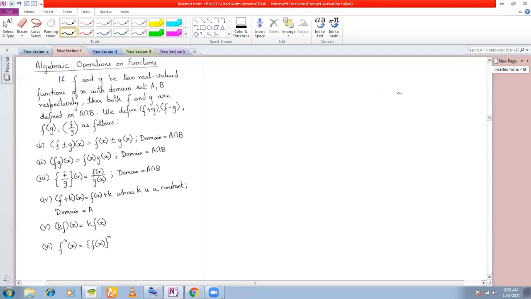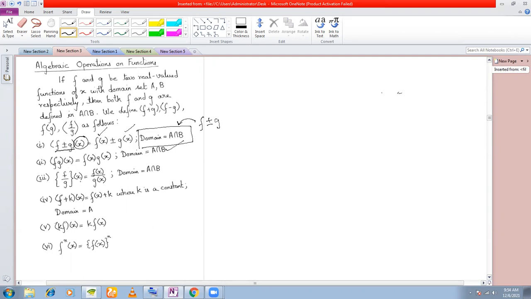The sum of two or more functions, or the difference of two or more functions, f plus or minus g, if both are functions of x, can also be written as the sum of the two functions, f(x) plus or minus g(x). And this is the important part: the domain of f plus or minus g will be A intersection B. Similarly, for the product f into g, you have f(x) into g(x), and the domain is also A intersection B.